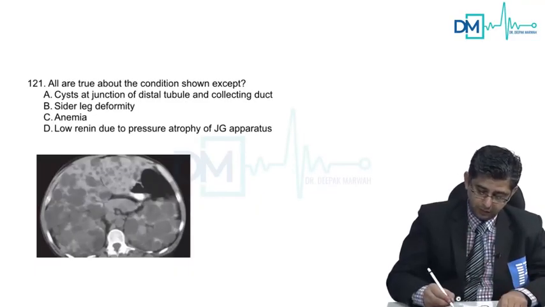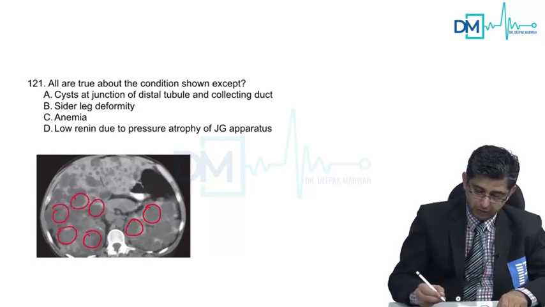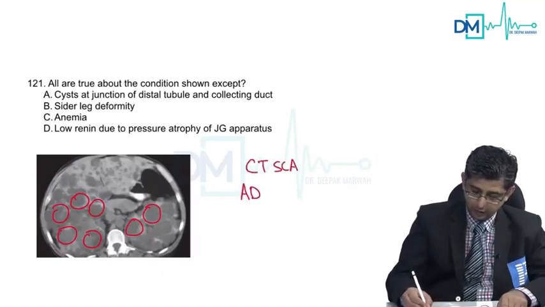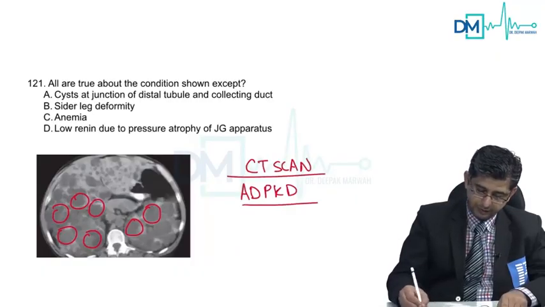So this CT scan shows a kidney with a huge mass with all these cysts. The image here shows a CT scan with huge cysts in both kidneys. It is autosomal dominant polycystic kidney disease.